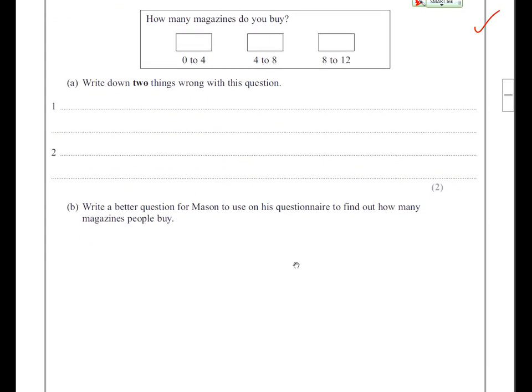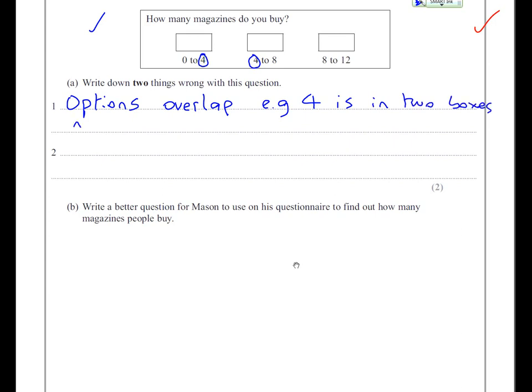Okay, now, very important thing. Imagine you are answering it. What's wrong with it? If you were trying to think where to put your answer. What if your answer was 4? You wouldn't know which box to tick. Do you tick that box or that box? Same with 8. Do you tick this one or this one? So one thing is options overlap. E.g. 4 is in 2 boxes and 8 in 2 boxes. Okay, so that's one thing wrong.